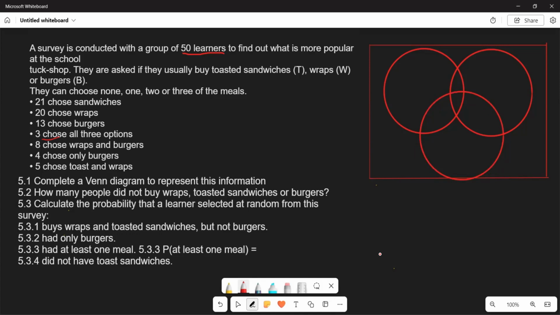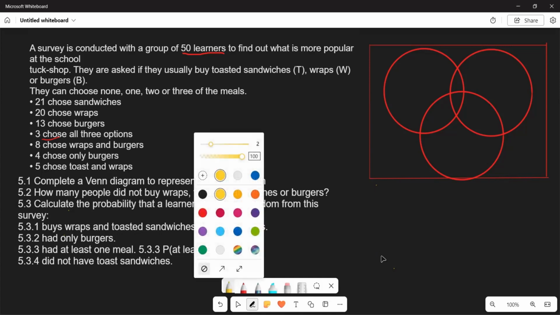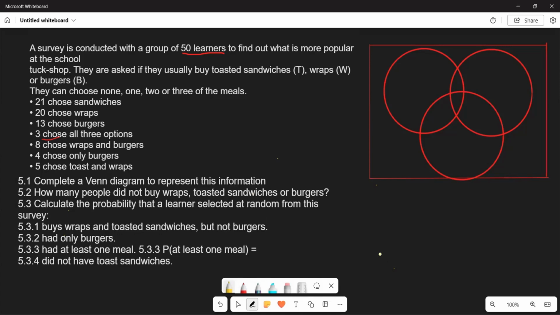And basically the reason we are having 3 events here is because we are given 3 things. Now let's start here. How many meals do they have to choose from? We are having a sandwich, a burger, and a wrap. Now look, what is it that we are going to do firstly here? We are going to start from the intersection, right? Basically, the intersection is where all of them chose that particular meal, or rather chose all the 3 types of meal.